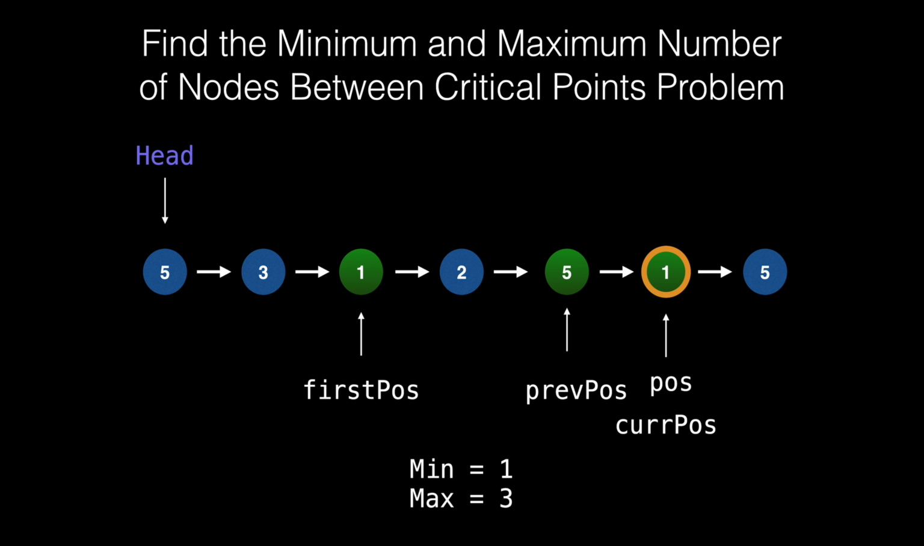Similarly, now we will calculate the minimum distance. For that, first we calculate the distance between the previous and the current position and then see if it is the minimum we have seen so far. If it is, then we will update our minimum distance to this value.